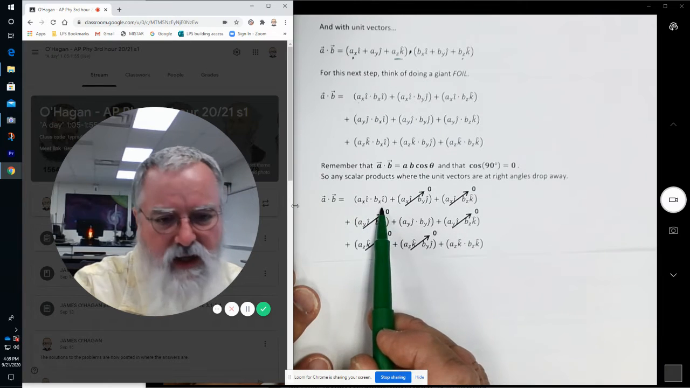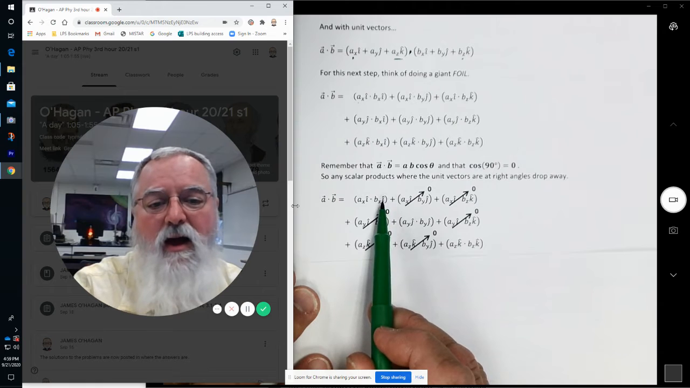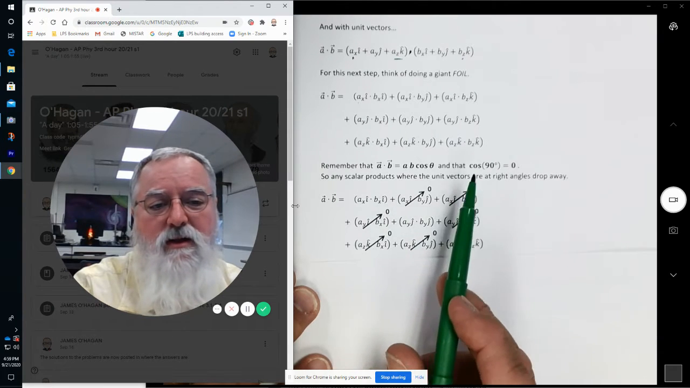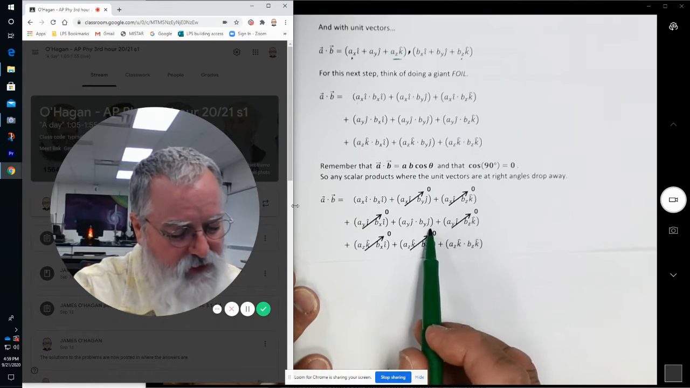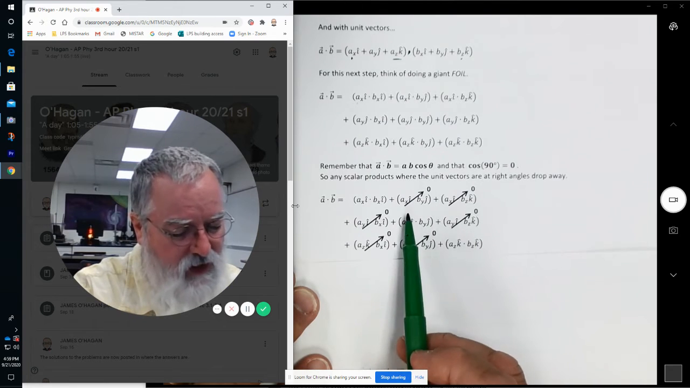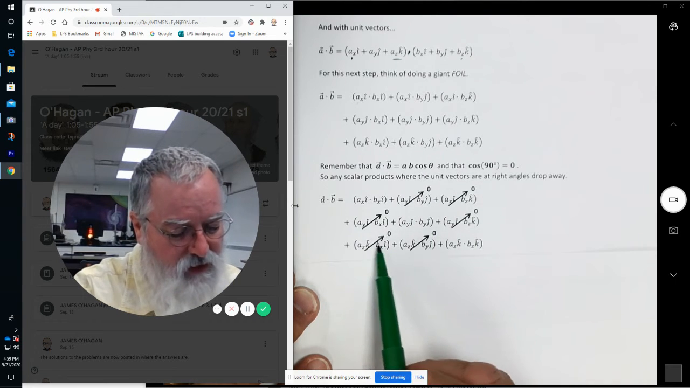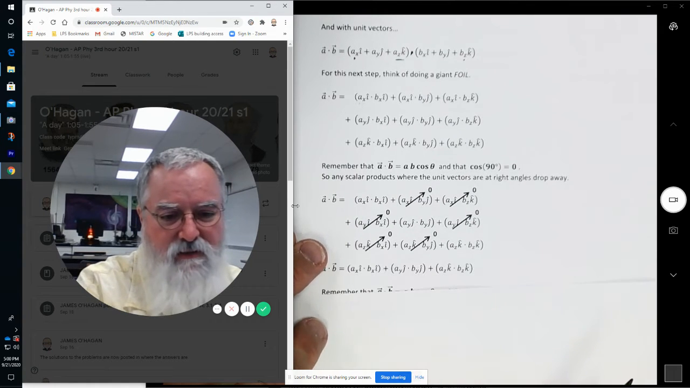This first chunk stays because they're in the same direction. The i and the j are at 0 degrees. Cosine 0 is 1, so it stays. This one stays, this one stays. The other ones all go away because the two directions that you're dotting together are at right angles with each other.